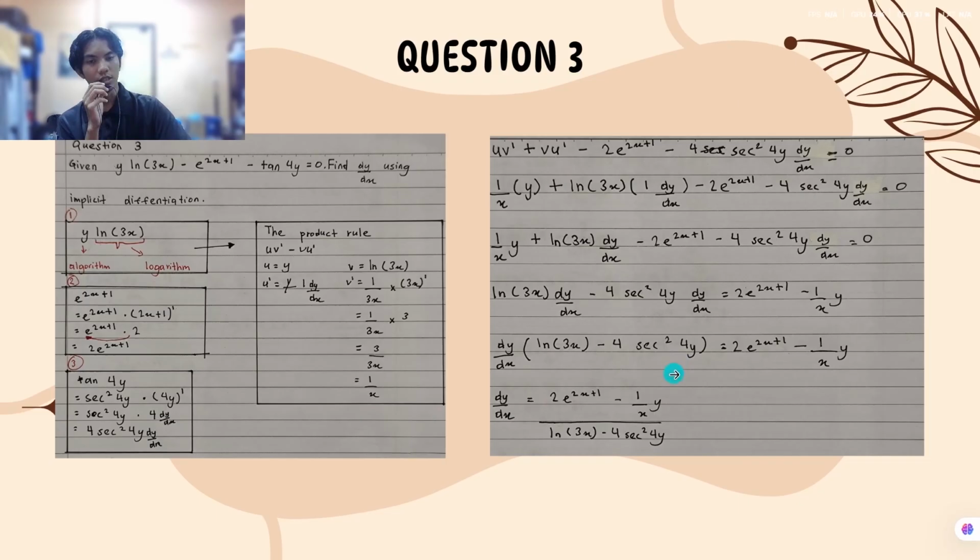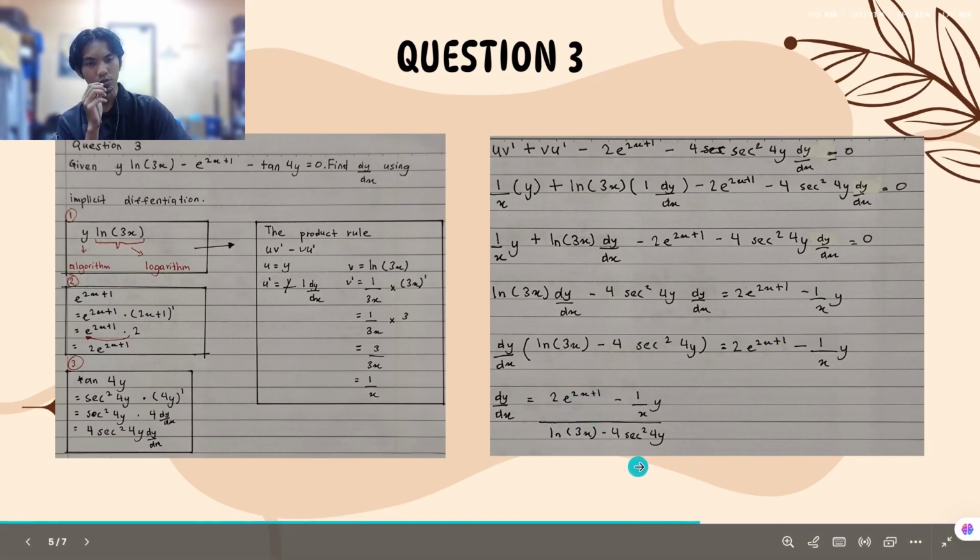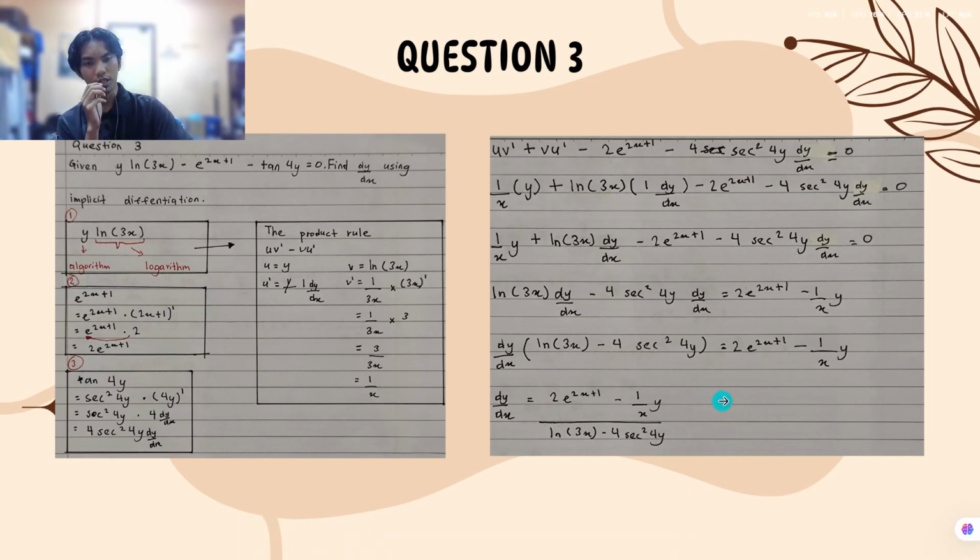Then lastly, this bracket, we bring it to the right. So it will be 2e to x plus 1 minus 1 over x, y over ln 3x minus 4 sec square for y. That's all.